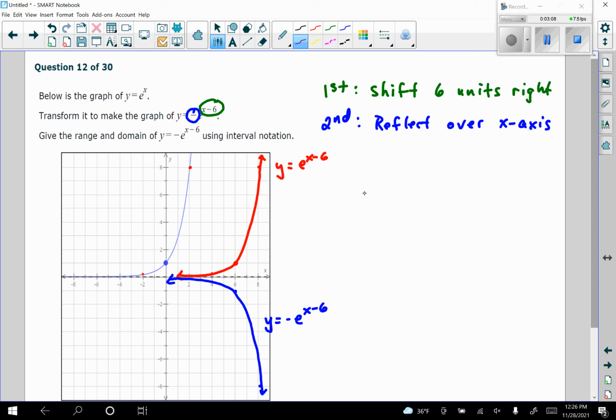All right, so first, because it says the range, let's give the range here. So the range doesn't go all the way up. It goes from negative infinity up to 0, but we can't include the 0. The domain goes to the left forever, and it keeps eventually going to the right forever, so the domain is all reals.